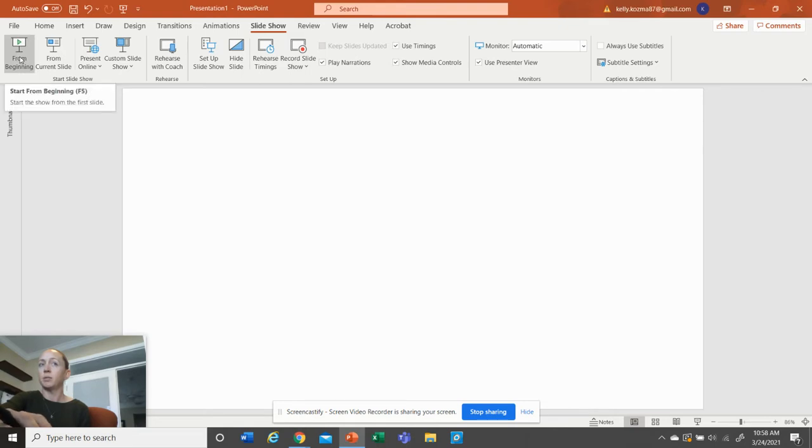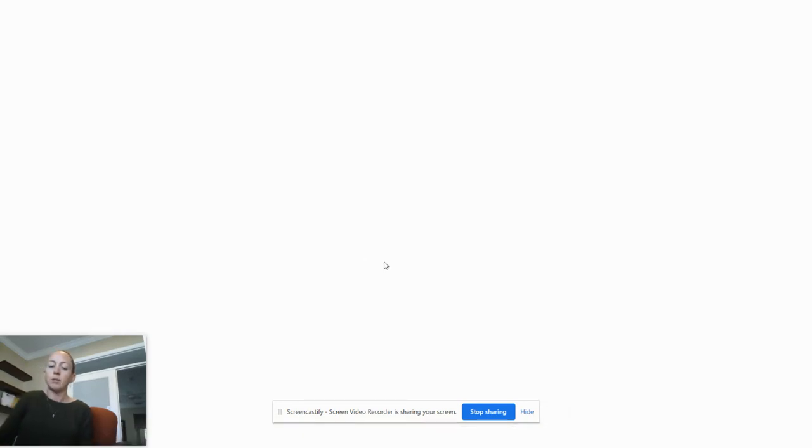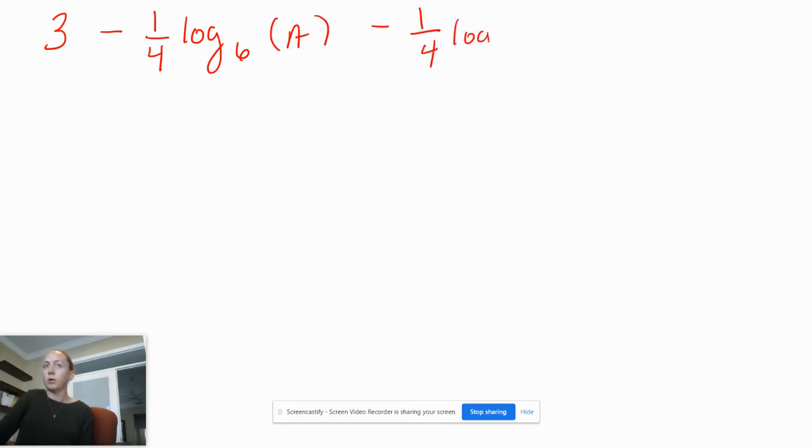Okay, so I've got a similar example to the one that you saw on the quiz. So let's do 3 minus 1/4 log base 6 of A minus 1/4 log base 6 of B. Okay. So the first thing I want you to recognize is it's best to condense logs together when you only have two terms. And I know we have three here.